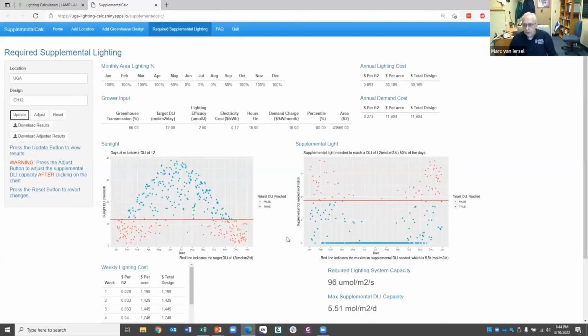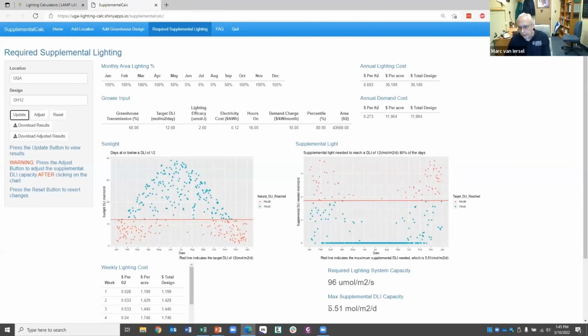When we then look at the graph on the right, this shows how much supplemental light is needed on different days of the year. So at the bottom here, we see all of the days on which supplemental light is not needed. And everything that is above zero indicates that we do need to provide supplemental lighting and how much supplemental lighting is needed on different days. This line right here actually shows how much supplemental lighting is needed to get to that daily light integral of 12 moles per square meter per day on 80% of the days of the year.